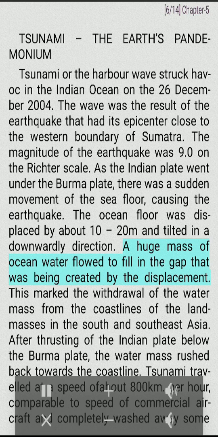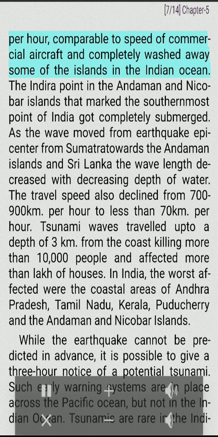A huge mass of ocean water flowed to fill in the gap that was being created by the displacement. This marked the withdrawal of the water mass from the coastlines of the land masses in South and Southeast Asia. After thrusting of the Indian plate below the Burma plate, the water mass rushed back towards the coastline. The tsunami traveled at a speed of about 800 kilometers per hour, comparable to the speed of commercial aircraft, and completely washed away some of the islands in the Indian Ocean. The Indira Point in the Andaman and Nicobar Islands that marked the southernmost point of India got completely submerged.